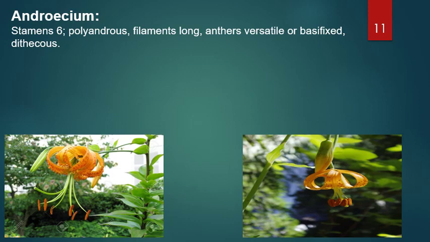Filaments are long, and the attachment of filament to anther may be versatile or basifixed. In case of versatile, the filament is attached to the back of anther and anther can swing on it. While in case of basifixed, the filament is attached to the base of the anther. Anthers are dithecous, it means it is a bilobed structure.